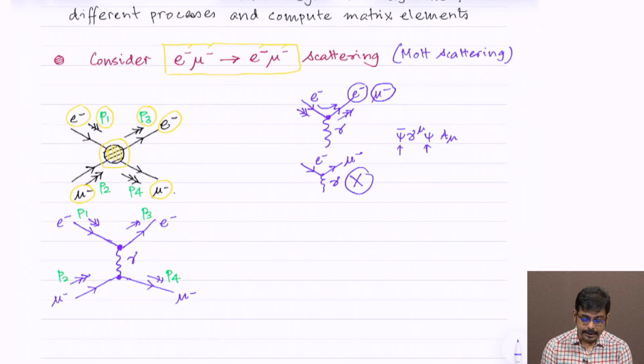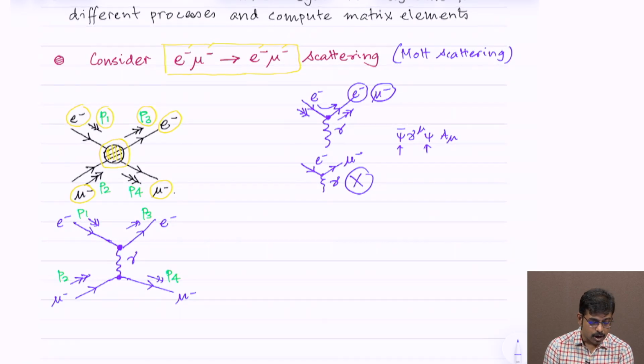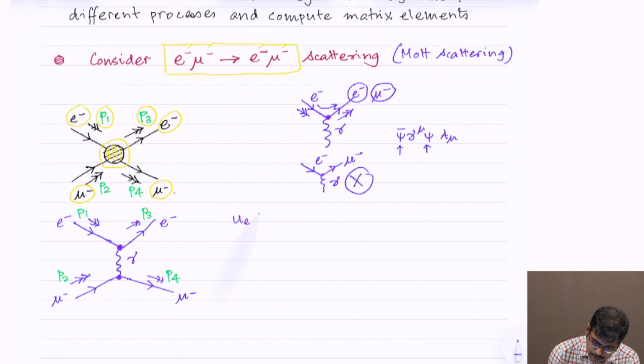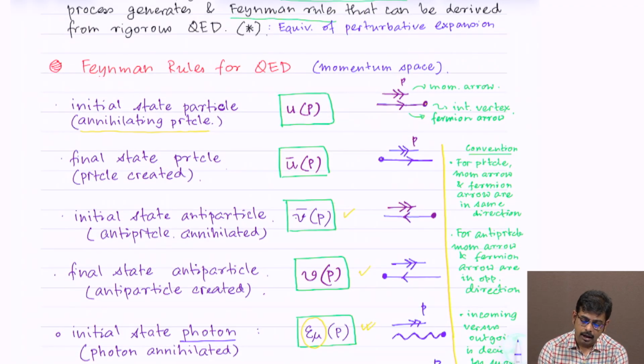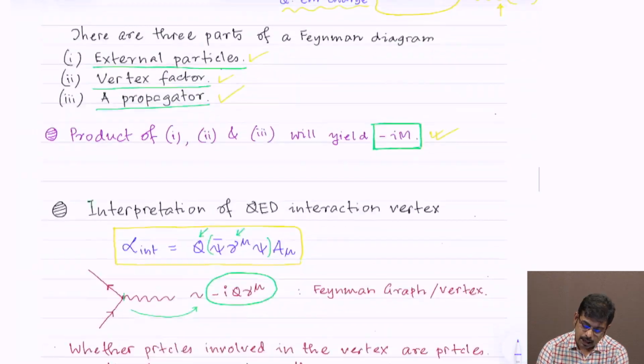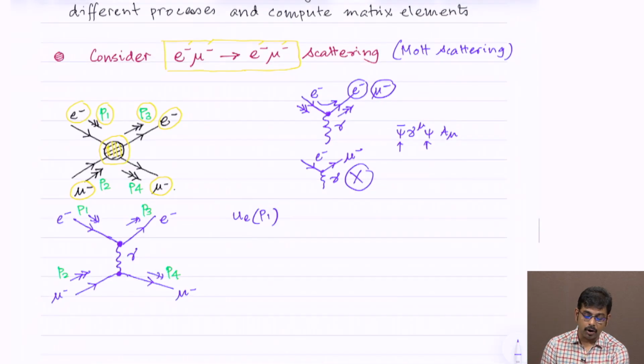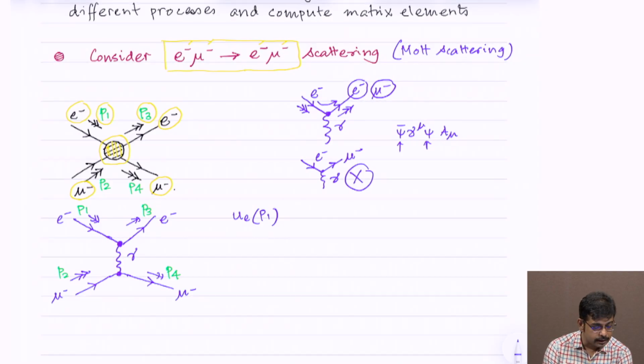Now let's try writing the amplitude of this process, and let's write it individually. First, you have an initial state electron. How do I define an initial state electron? I can do it by saying that I have a u_e(p1). That's an initial state electron. If you go back to the dictionary, an initial state particle is u, and the subscript e defines that it's the u spinor for the electron. So this is u_e(p1).